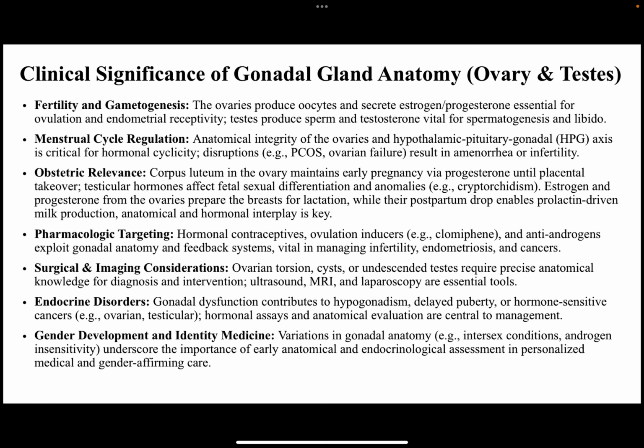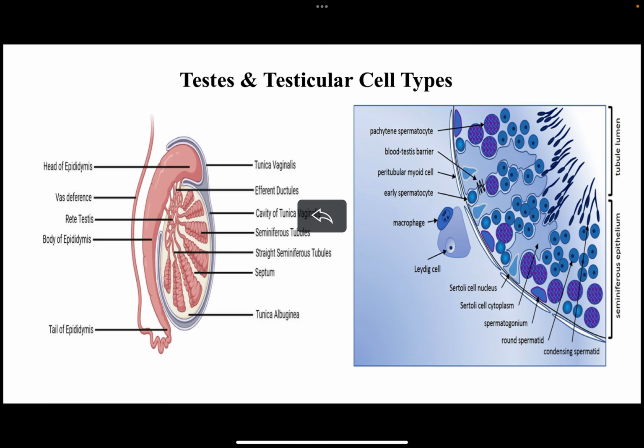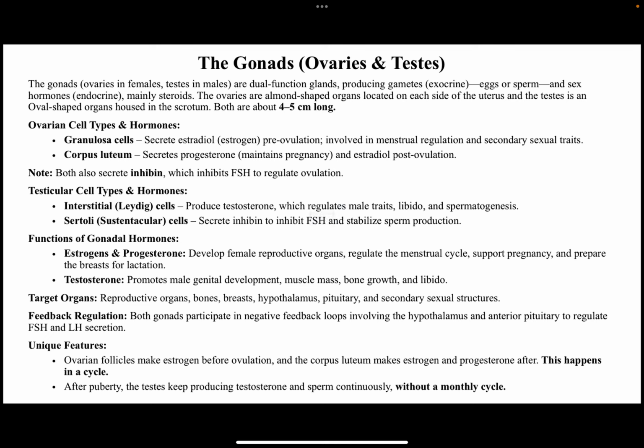Okay, so this brings us to the end of the gonads. In summary, when we say the gonads, we are referring to the ovaries and the testes. One key thing to remember is that the gonads have dual functions, meaning they play a role in the endocrine system and they also have an exocrine function. The exocrine function has to do with the gametes that are secreted into tubules or tracts, and the endocrine function has to do with the hormones they secrete. Okay, that is what makes it an endocrine gland.